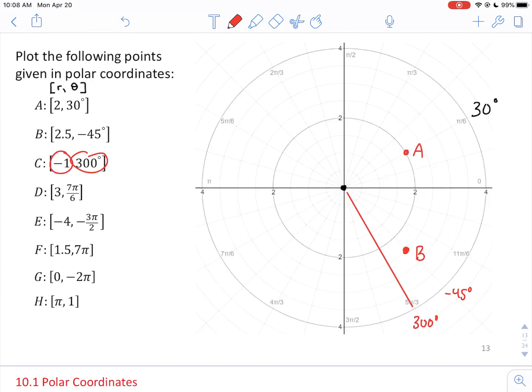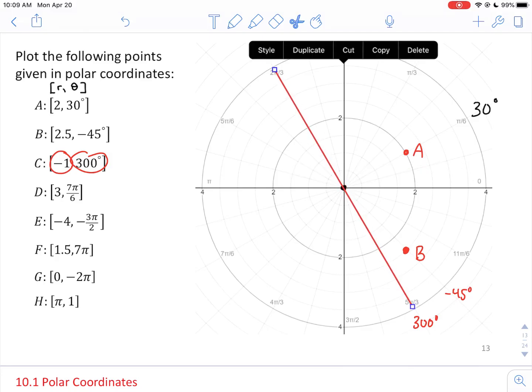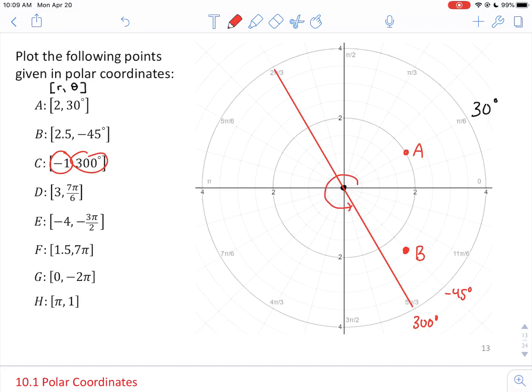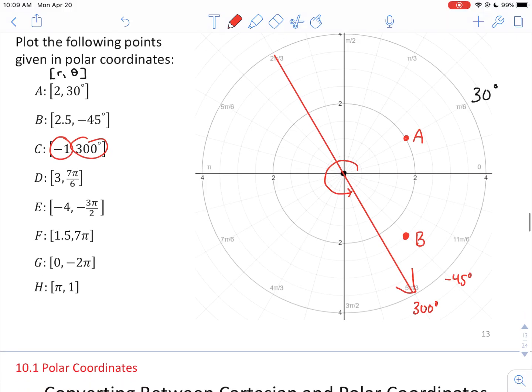So now we have a negative radius. If that was a positive one, then I would go right here and say there's my point. But when you have a negative radius, you actually want to extend the trajectory in the opposite direction from the pole. So for negative radii, you go the opposite direction of that angle. Extend that trajectory back through into the second quadrant, and keep in mind that 300 degrees is still focusing on this direction. But when you have a negative r, you go the opposite direction. So we're actually going to put a point right here. So there is our point C.